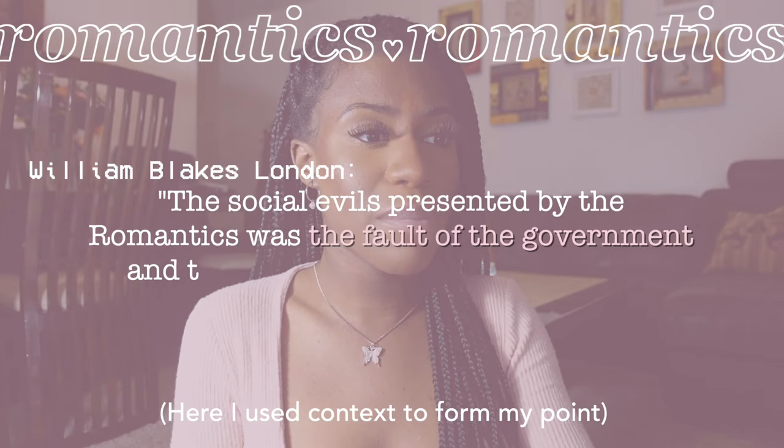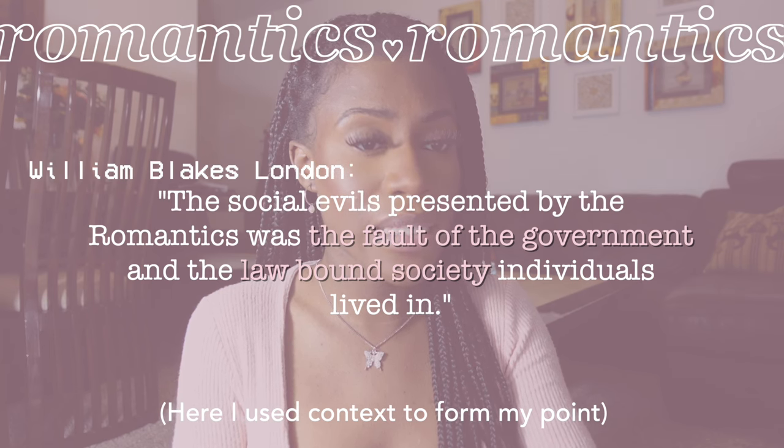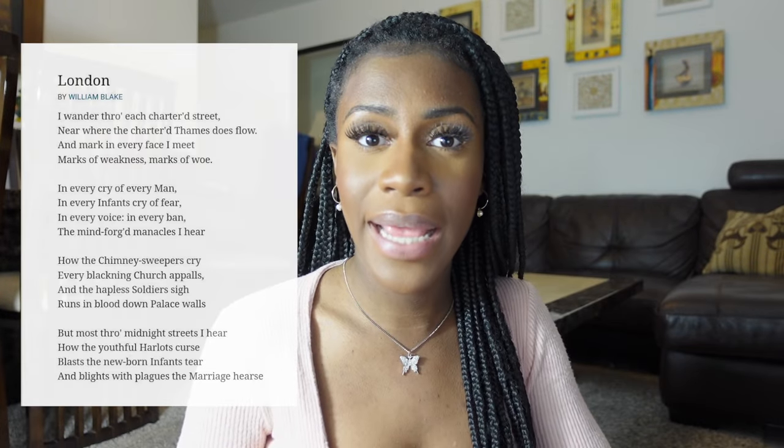The social evils presented by the romantics was the fault of the government and the law-bound society individuals live in. So here I incorporated AO3 into my AO1. So my point was, social evils were actually created by the government, and the romantics present this in their poem, da da da da. And the poem that I was talking about was William Blake's London.